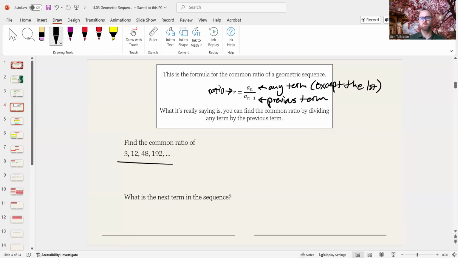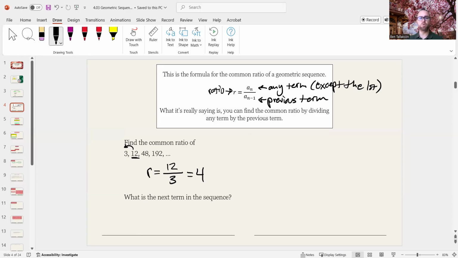And you might look at this and think, well, do I really need to do all that? I know 3 times 4 is 12, and I can see that 12 times 4 is 48, and so on. But again, these lists are not always so simple. Sometimes the values are very large, sometimes they're negative, sometimes they're fractions, sometimes they're decimals. So we need to get used to using the common ratio formula. So remember, the common ratio is equal to picking any term other than the first. So I just will pick 12 divided by the previous term, 3. And that gives us a value of 4.